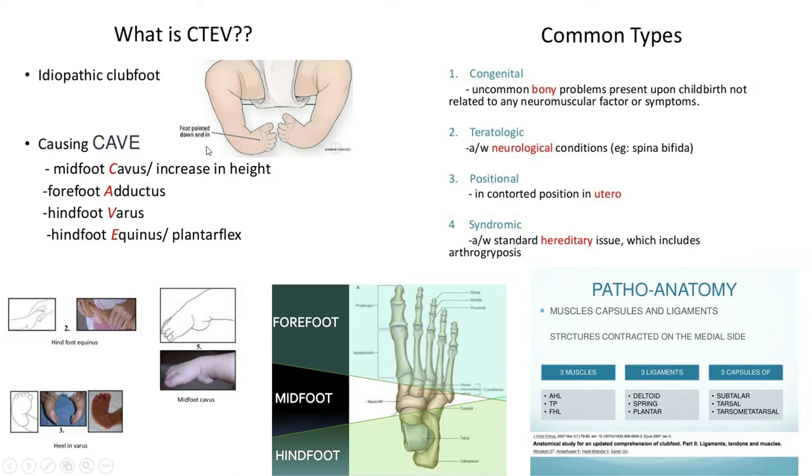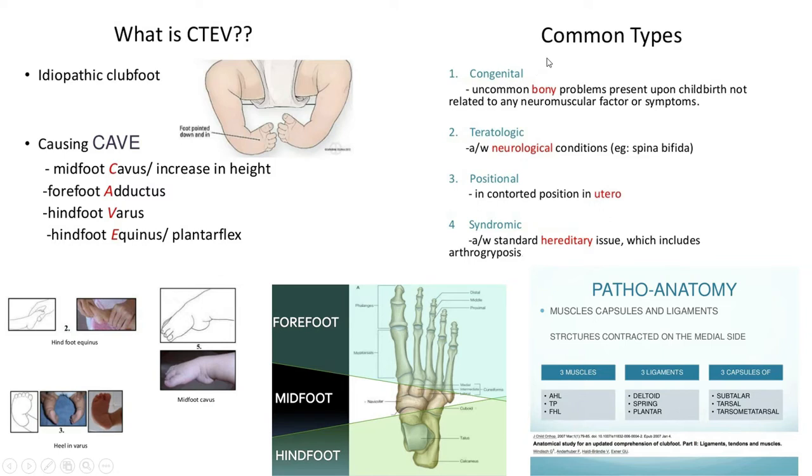Now to remember all the deformity, just remember CAVE, C-A-V-E. C for cavus, A for adduction, V for varus, and E for equinus. Equinus comes from the word horseshoe, horse foot. It is always present in this plantigrade position.